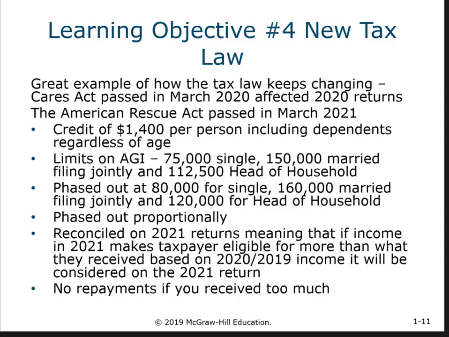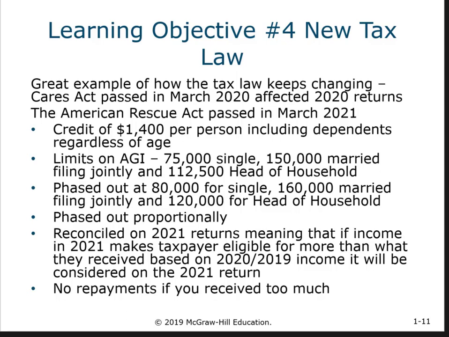They wanted it to go out quickly to people to help with the pandemic, but they didn't want it to go to everybody. They wanted it to go to people who ostensibly needed it, so they put a limit. If your AGI is less than 75,000 if you're single, 150,000 if you're filing jointly, and 112,500 if you're head of household, then you got the full 1,400. If your income was between 75 and 80 if you're single, you got part of it, and if it was over 80, you should have got none of it. And there are different levels for each filing status.